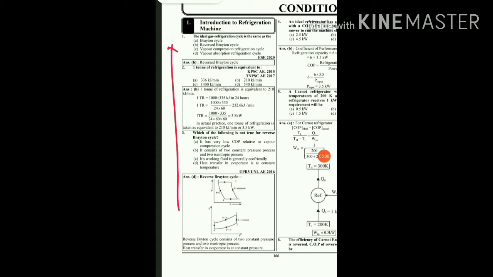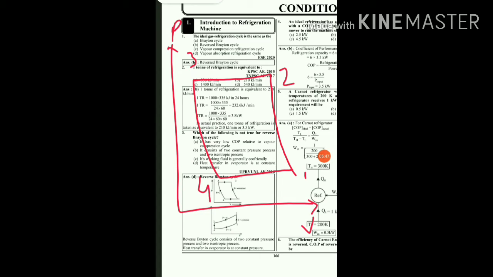Here we will first see the reverse Brayton cycle or Bell-Coleman cycle. Earlier I have told you that it consists of four processes: 1 to 2 is the reversible adiabatic compression, 2 to 3 is the constant pressure heat rejection, 3 to 4 is the isentropic expansion, and 4 to 1 is the constant pressure heat addition. So here, in the options given, option D says heat transfer in the evaporator is at constant temperature.